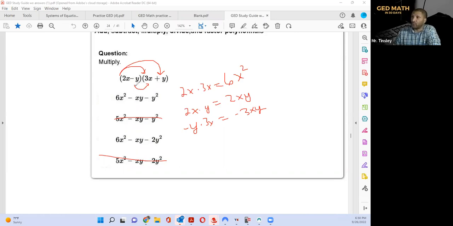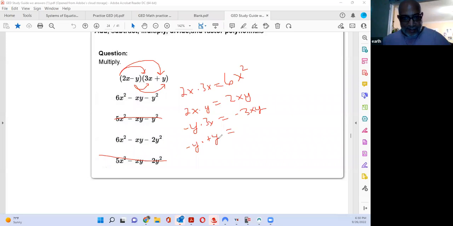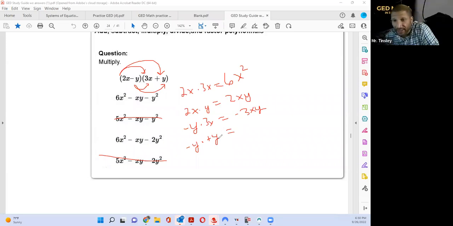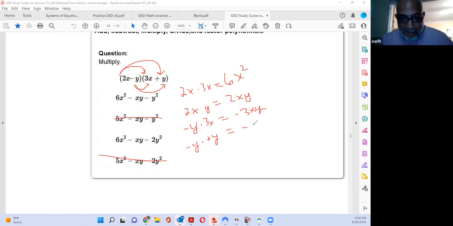And then the last one: what is minus y times plus y? Negative y times positive y. Negative y squared.